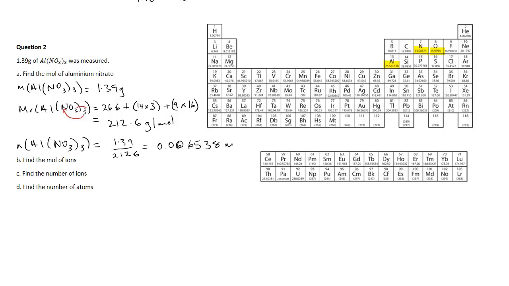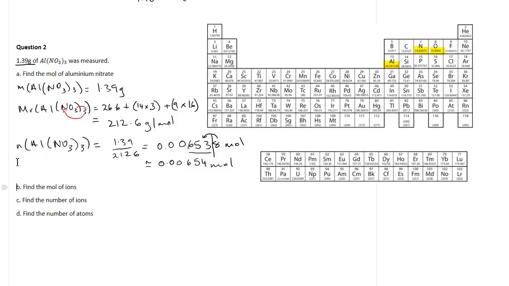0.06538 mole. Okay, so that's the mole there. I'm just going to fix this up. If we wanted to do it to correct significant figures, we look at that value. That's 3 significant figures, so we need to do 3 significant figures. That's these values here, cut it off there. That 8 boosts the 3 up to 4. So it's approximately equal to 0.00654 mole, correct to 3 significant figures. Alright, so that's that question.